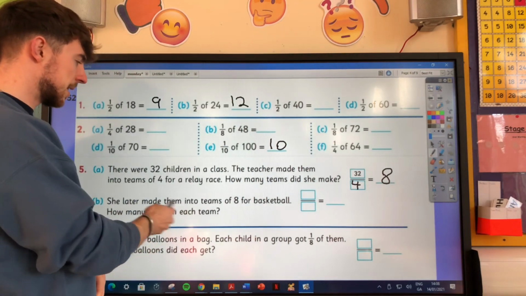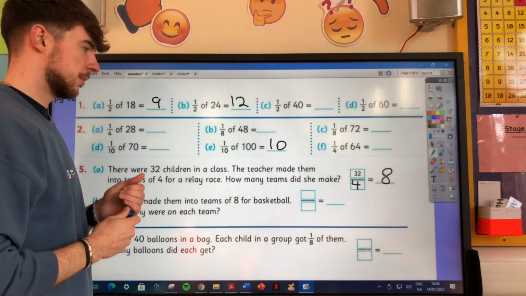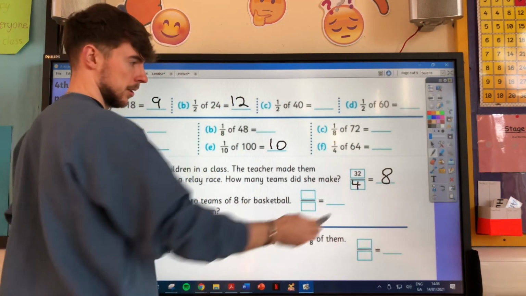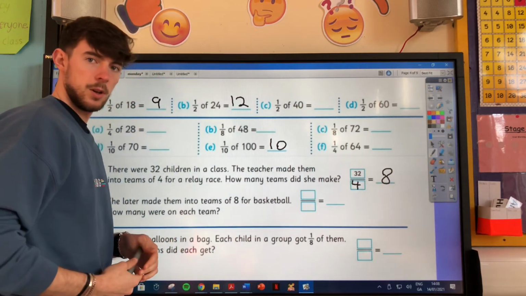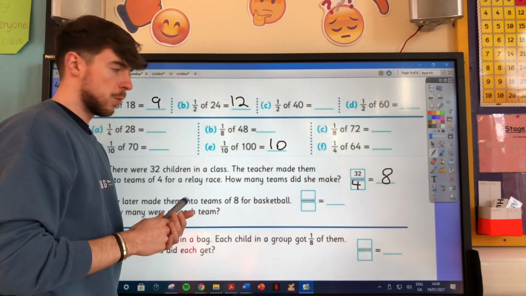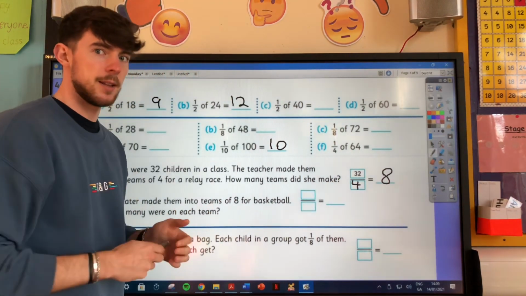She later made them into teams of 8 for basketball. How many were on each team? So what do we do? How many people are there altogether? 32. In the first question, we want the teams of 4. Where do we put the 4? Under the 32, and then we got our answer.